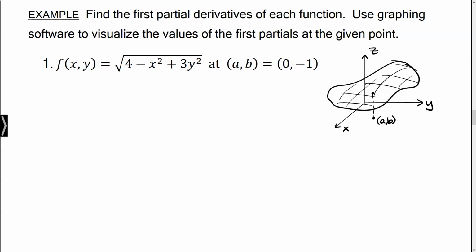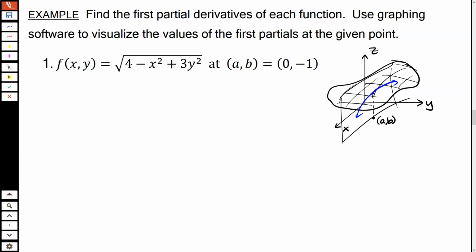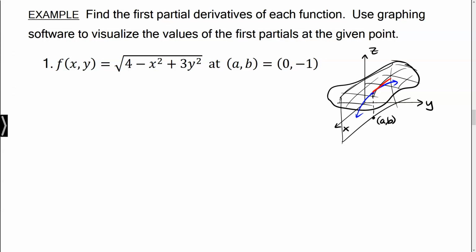Now, what does the x partial mean? What it means is we're slicing the surface with a vertical plane, the plane y equals b. That vertical plane looks something like this. And the intersection of that with the graph ends up being a one-dimensional curve. Maybe that's what the curve looks like when I intersect it there. Then what the partial is saying is, what is the slope of the tangent line to this curve? That's really all it's saying. What is the slope of the tangent line here?